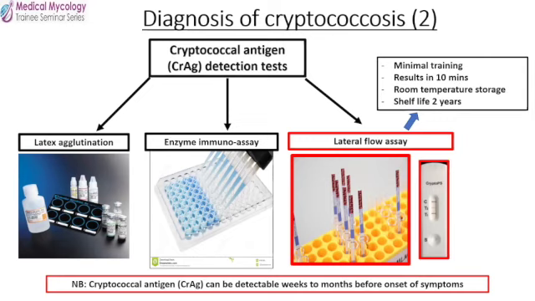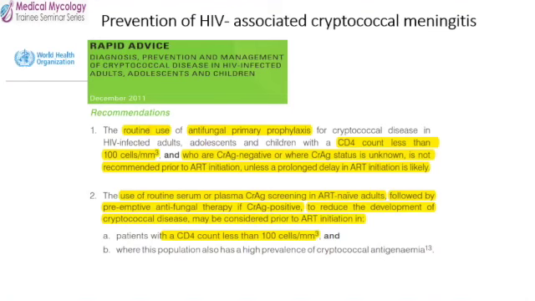If we go back to the rapid advice provided by WHO in 2011 on the prevention of cryptococcal meningitis. At that time, it was really clear that routine and primary antifungal prophylaxis should be avoided in patients with less than 100 CD4 count. And it was suggested that every patient with less than 100 CD4 count should undergo serum cryptococcal antigen screening, and those who are positive with no evidence of cryptococcal disease should be put on preemptive fluconazole therapy. So this has been practiced in so many countries in Africa, especially East and South Africa.